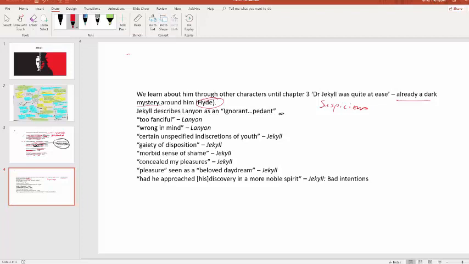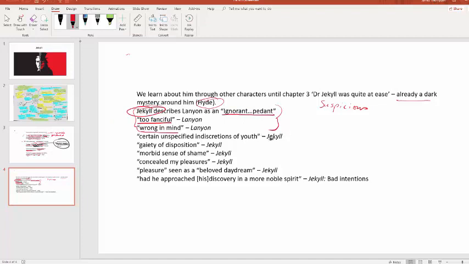Now we hear through the novel about his fight with Lanyon, and Jekyll, in the chapter Dr. Jekyll Was Quite at Ease, is quite scathing of Lanyon. He calls him an ignorant pedant, and then later Lanyon describes Jekyll as too fanciful and wrong in mind. So there's something negative about this, the strong feelings of hatred between these two, which again puts Jekyll in perhaps a not so positive light.